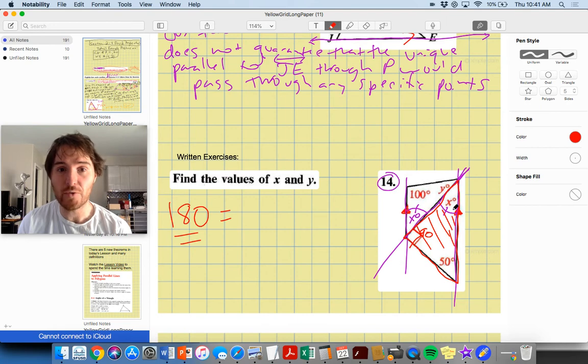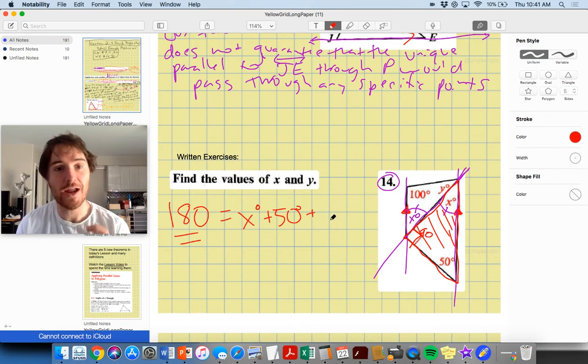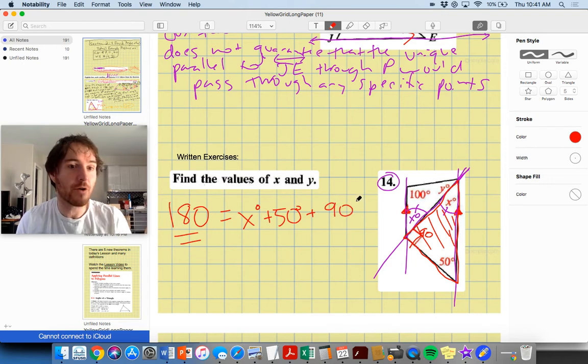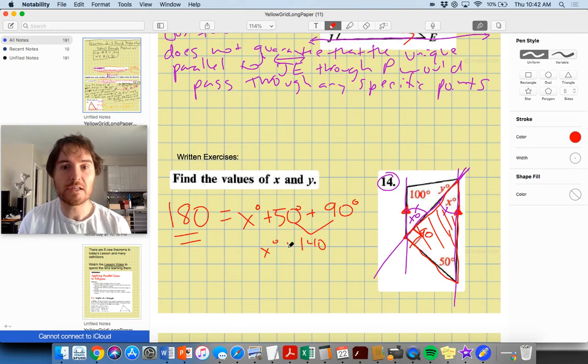So I know that X degrees plus 90 degrees plus 50 degrees is going to add up to 180. I know that from theorem 211: the sum of the measures of the interior angles of a triangle adds to 180. Combine like terms, this is 140. X degrees plus 140 equals 180. Subtraction property of equality, we subtract 140 from both sides, and 40 degrees equals X. So X is 40 degrees.